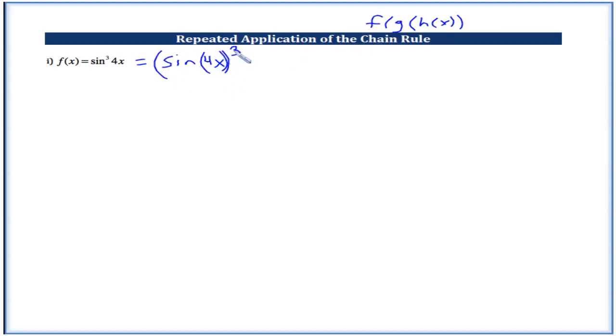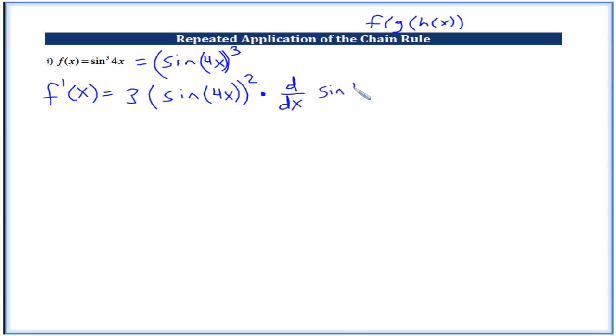So the way we're going to do this is just by dealing with this using the chain rule, and we'll just do this multiple times. So if we're going to look at f prime of x, let's deal with the outside function first, which is something cubed. So we're going to use our general power rule here. So we're going to get 3 times that something, and then squared. Now it's going to be times the derivative of that inside function, which is sine of 4x.